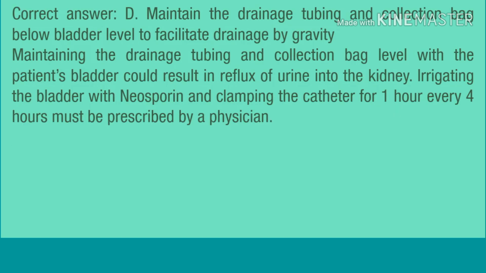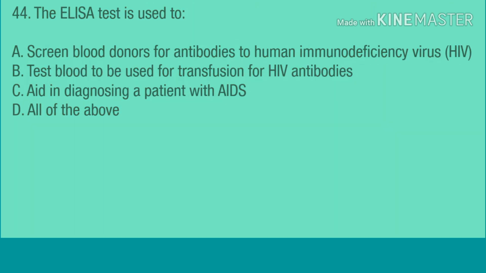Correct answer, D. Maintain the drainage tubing and collection bag below bladder level to facilitate drainage by gravity. Maintaining the drainage tubing and collection bag level with the patient's bladder could result in reflux of urine into the kidney. Irrigating the bladder with Neosporin and clamping the catheter for 1 hour every 4 hours must be prescribed by a physician. Question 44. The ELISA test is used to A.